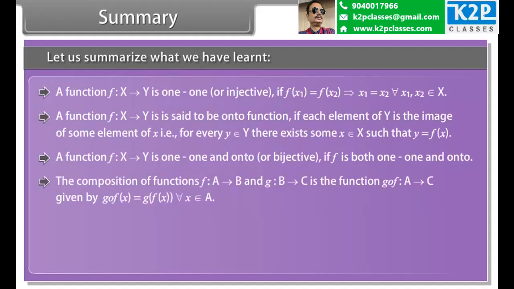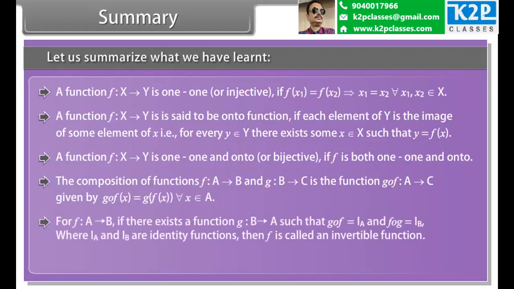The composition of functions f from A to B and g from B to C is the function g of f from A to C given by g of f of x = g(f(x)) for each x belongs to A. For function f from A to B, if there exists a function g from B to A such that g of f = I_A and f of g = I_B, where I_A and I_B are identity functions, then f is called an invertible function.